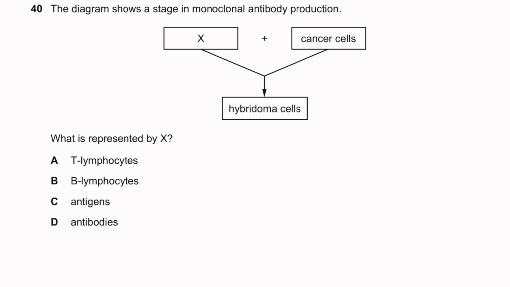The diagram shows a stage in monoclonal antibody production. So you have the cancer cells, which are going to fuse with what? Well, obviously they're going to fuse with B lymphocytes. So yes, we're going to have B lymphocytes, which are going to fuse with myeloma cells, and these are going to produce the hybridoma cells. So this is it for this variant.